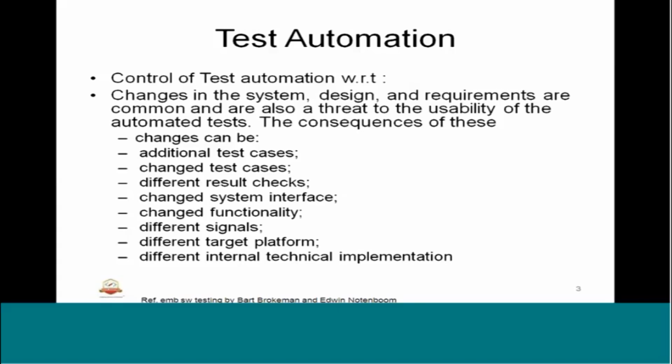So the consequences of those changes could be changes on test cases, additional test cases added with different aspects, different result checks, and the framework has some impact in terms of modifying it. System interface has changed. There's a change in functionality. Signals have changed. Target platform is different. From one build to another build, there are different hardware boards. Different version is being used. Then there is a possibility that automation may fail or collapse. So control of the test automation is very important. We should have scalability of the test automation also.